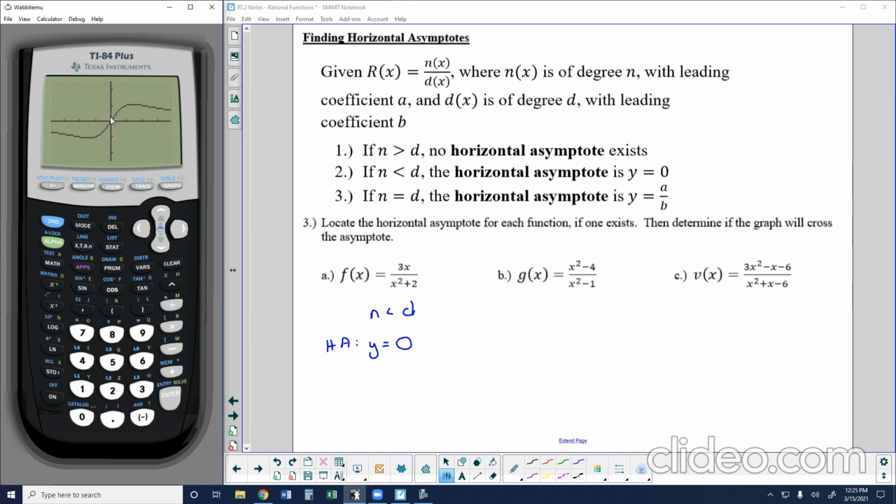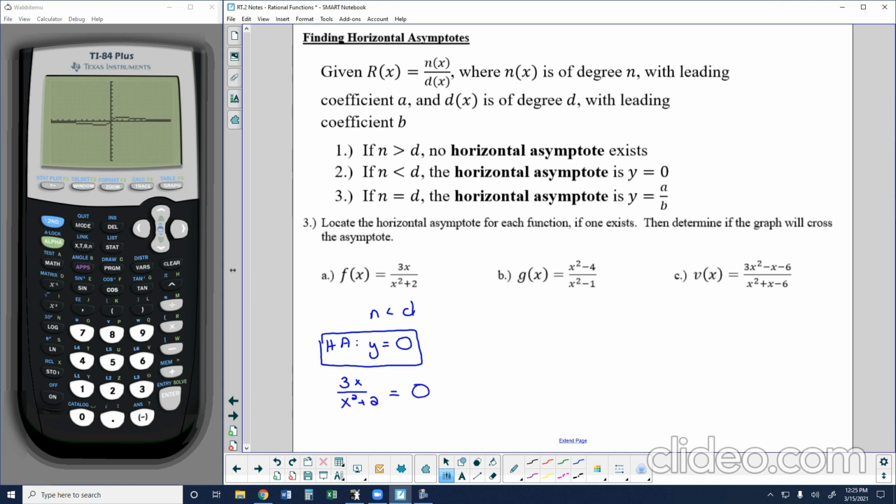It's not always going to be an x-intercept, but we can algebraically determine if the graph is going to cross the horizontal asymptote or not, and if it does, where that location will be, by setting the equation equal to the horizontal asymptote. So the first part was to find out that the horizontal asymptote is y equals 0. Now, if we want to determine algebraically that it's going to cross that horizontal asymptote, we set the equation equal to the horizontal asymptote. So we have 3x over x squared plus 2 equal to 0.